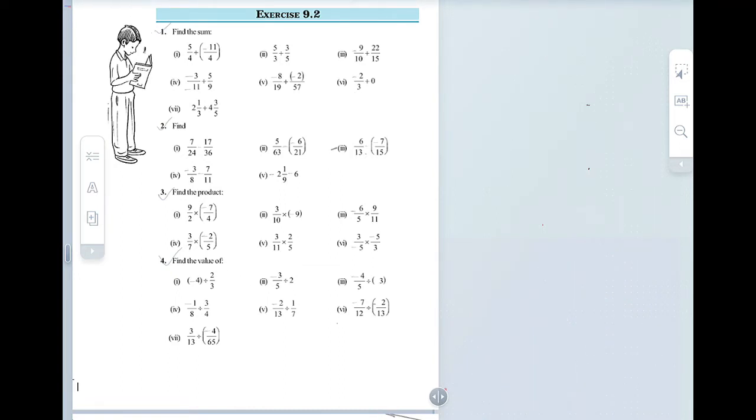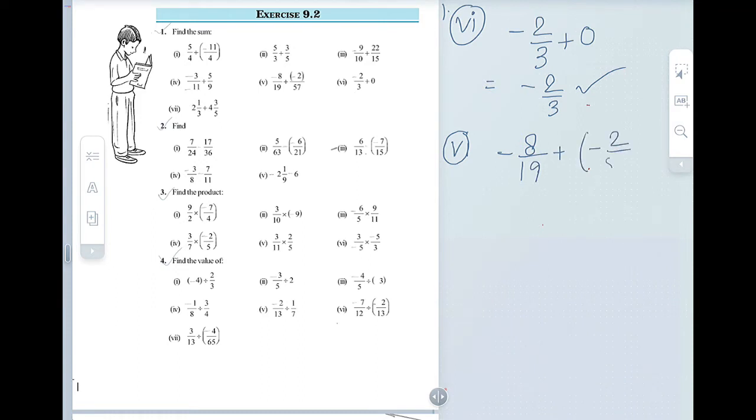In the second last sum of question number 1, it is written minus 2 by 3 plus 0, very easy. Add 0 with anything, we will always get that particular number. If we subtract 0 from anything, you will get that same number. So this will be the answer. Let us do the question number 5 of 1, minus 8 by 19 plus minus 2 by 57.